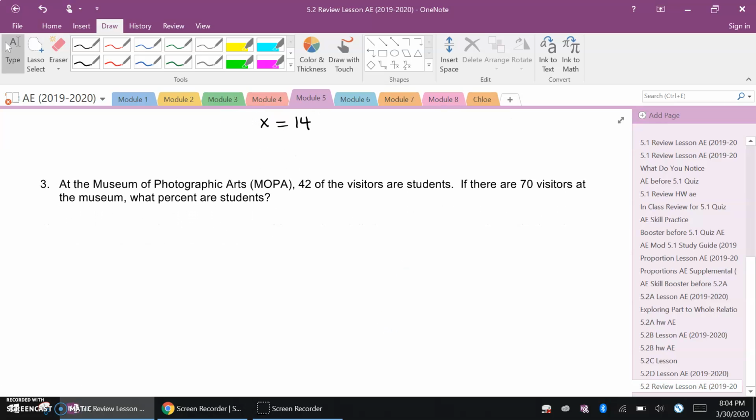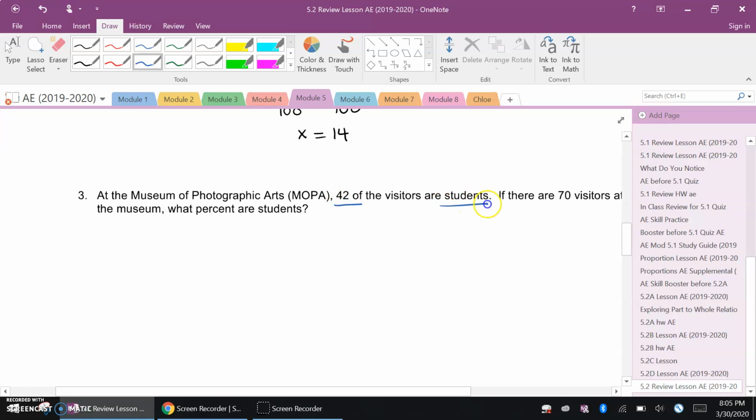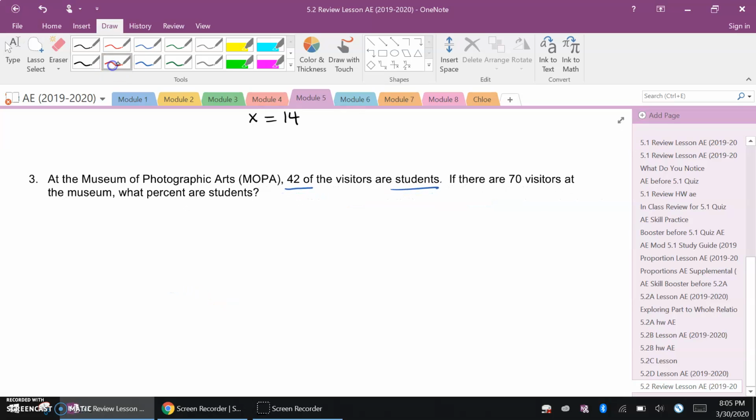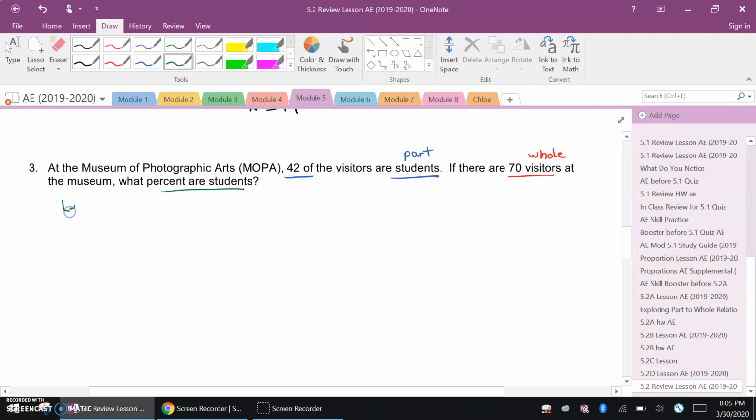It says at the Museum of Photographic Arts, 42 of the visitors are students. So we have 42 and then students. Then it tells us that there's 70 visitors at the museum. So this here is going to be the whole, and the part is going to be the students. So we want to know what percent are students. So we're going to go ahead and let x equal the percent of students. So we're looking at students to total visitors. And if the word total helps you to remember to put it on the bottom, you can.